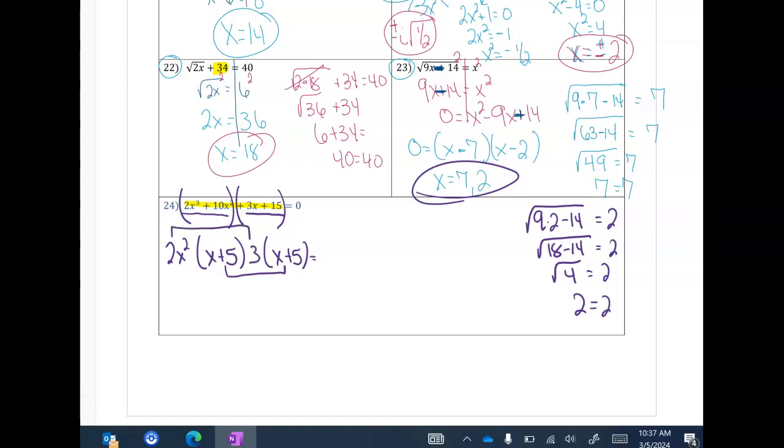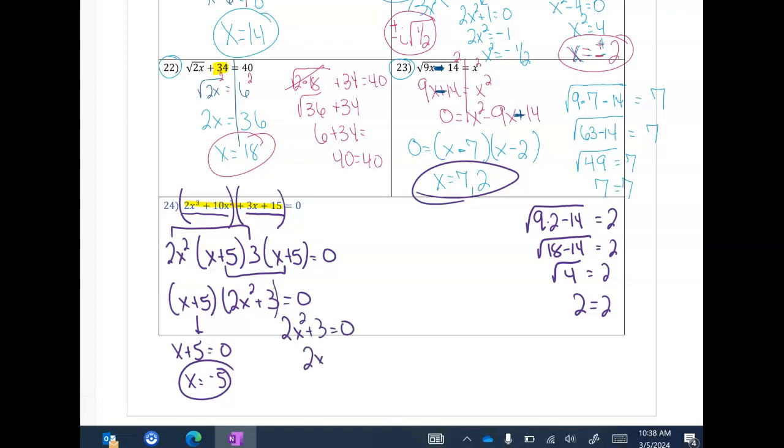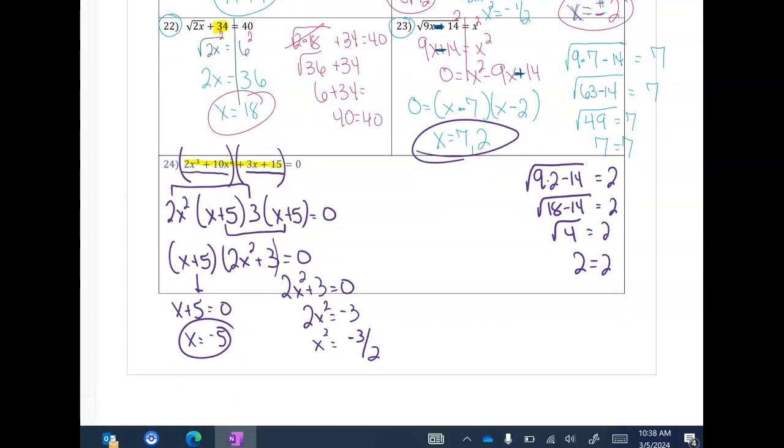All right, so my factors are the matching set, the stuff on the outside, and now I'm going to solve for each problem. So for this, I'll get a negative 5. For this one, I'm going to subtract 3. I'm going to divide by 2. And then I'm going to square root. So 2 answers on my square root, plus, minus. Square root of a negative number is i, and then whatever the square root of 3/2 is. All right, that is your review for spiraling.